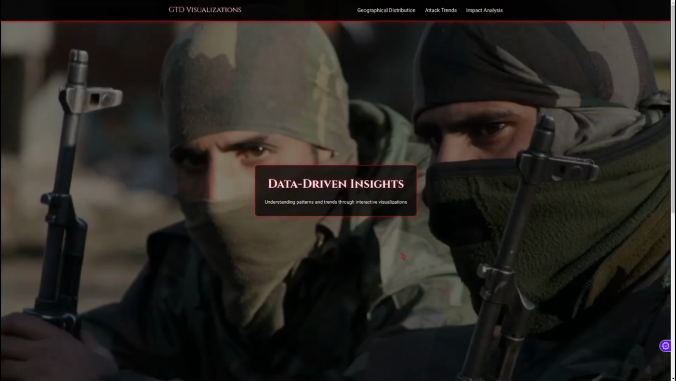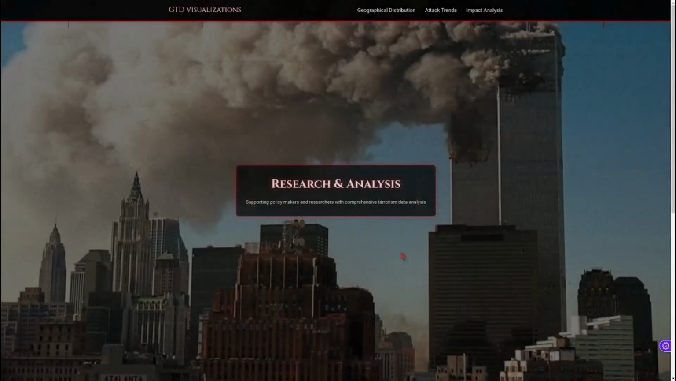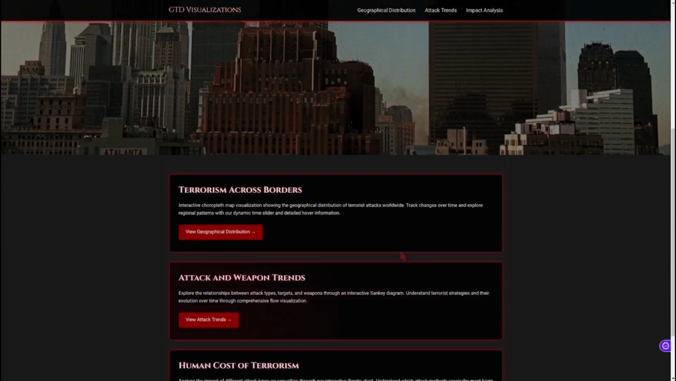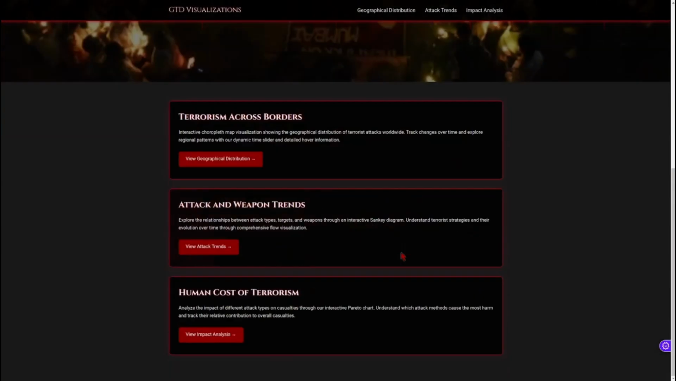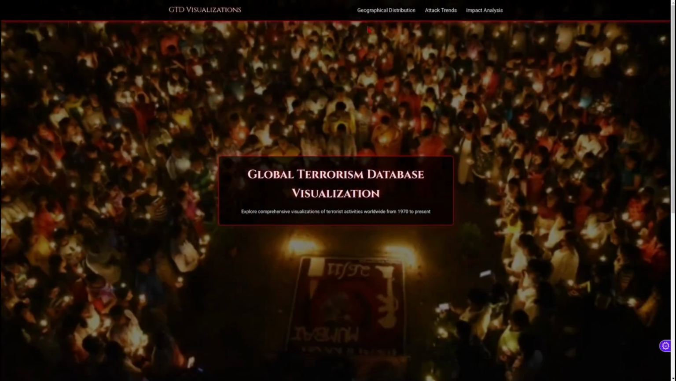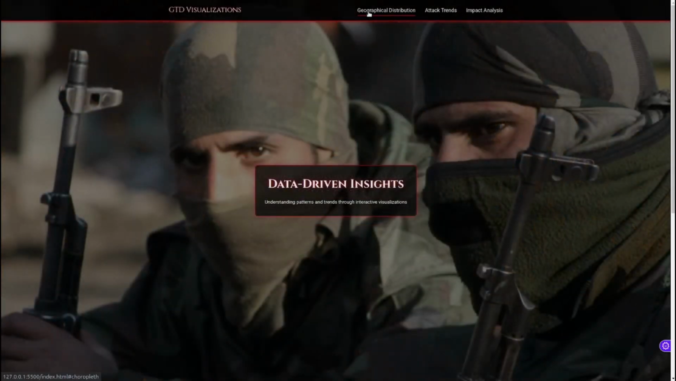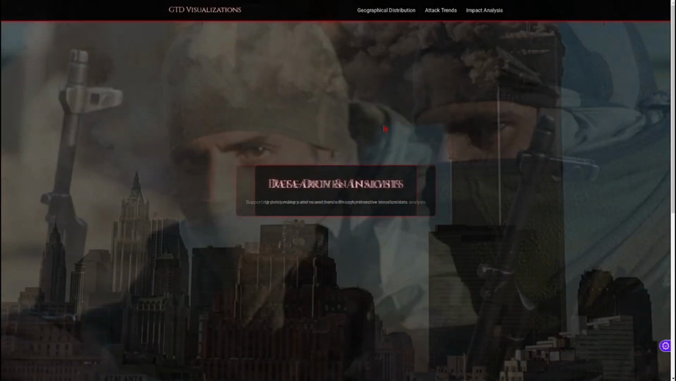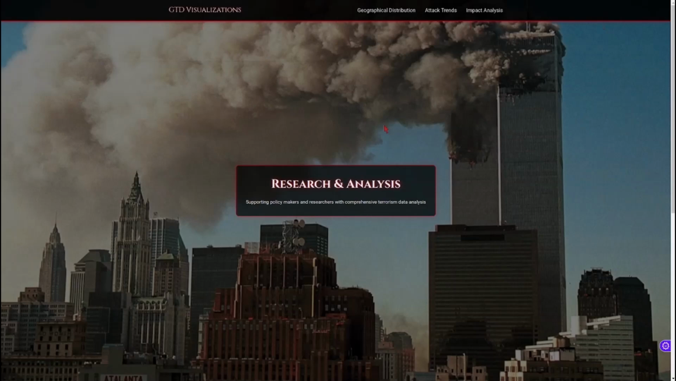Today I am excited to walk you through our website platform that leverages the Global Terrorism Database to provide interactive, data-driven visualization of terrorism trends from 1970 to 2020. Our project, developed by TEAM10, aims to analyze terrorism trends through advanced visualizations. Over 2 lakh records from the Global Terrorism Database.